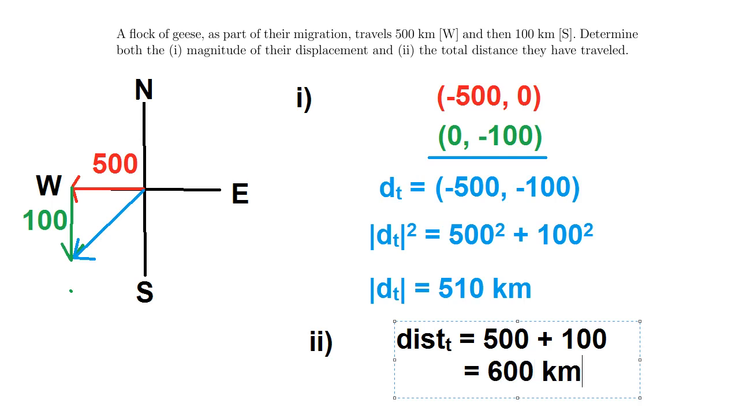So what you'll notice here is they are different. One thing that is almost always true is that the magnitude of the total displacement is smaller than the distance traveled. In fact, the only time in which the magnitude of the displacement and the distance traveled are the same is if you travel literally in a straight line without changing direction. The minute you change direction, your total displacement will be smaller than your distance traveled.